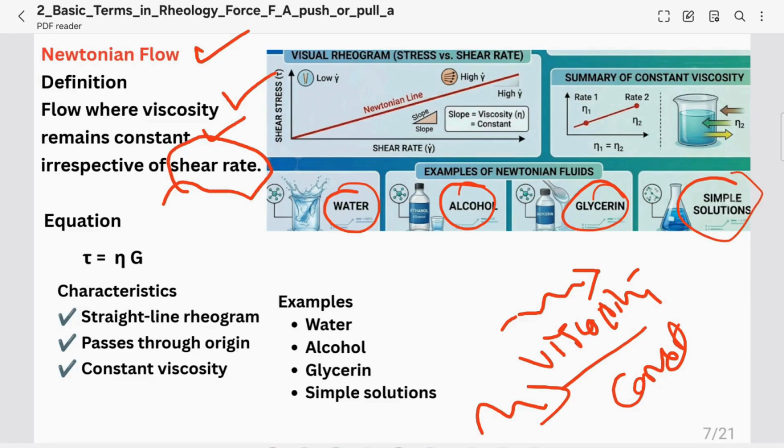So here in the diagram we can see in the y axis we have taken the shear rate, and in the x axis we have taken the shear stress. So here even though we are applying the force, the shear rate is going to increase, but it is not going to affect the viscosity of that liquid. The viscosity will remain the same, constant.